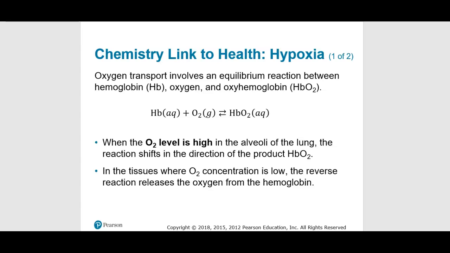Okay, a few other things here. We talked about hemoglobin in the first place. This is an equilibrium reaction, hemoglobin and oxygen going to oxyhemoglobin. If you take hemoglobin and you expose it to a certain level of oxygen, then it will absorb oxygen. It will bind oxygen to a certain extent, and it's going to be going back and forth. When the oxygen level's high in the alveoli of the lung, after you've just taken a breath, the reaction shifts in the direction of the product oxyhemoglobin.